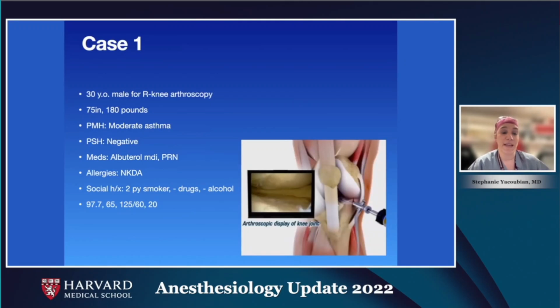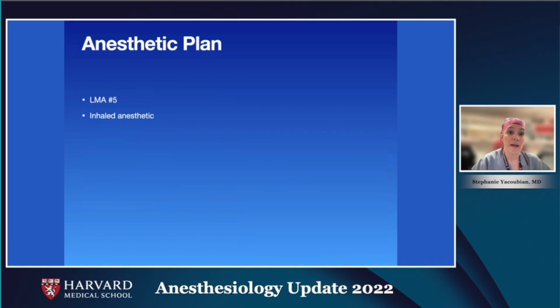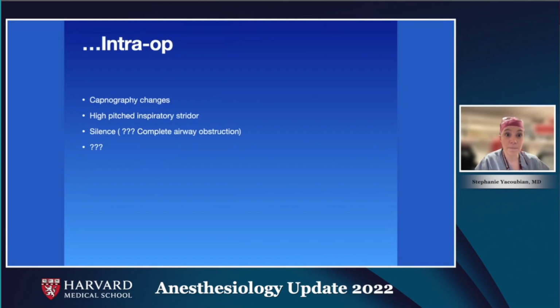Now, case number one is a patient who is a 30-year-old coming in for a right knee arthroscopy. Patient is 75 inches, 180 pounds, has a history of moderate asthma, and note that patient's wheezing in the pre-op area, is on albuterol, PRN, has no allergies, is a smoker, and has stable vital signs. Your plan for an anesthetic here is an LMA 5, and you will plan on maintaining this anesthetic with sevoflurane.